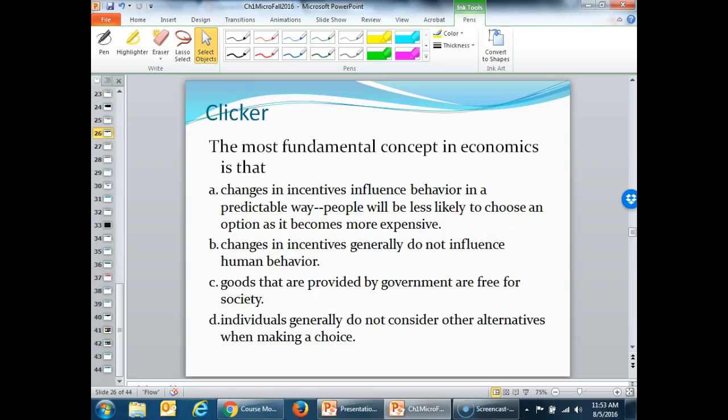Anyway, all right. The most fundamental concept in economics is that, A, this is so fundamental. Changes in incentives influence behavior in a predictable way. People will be less likely to choose an option as it becomes more expensive.